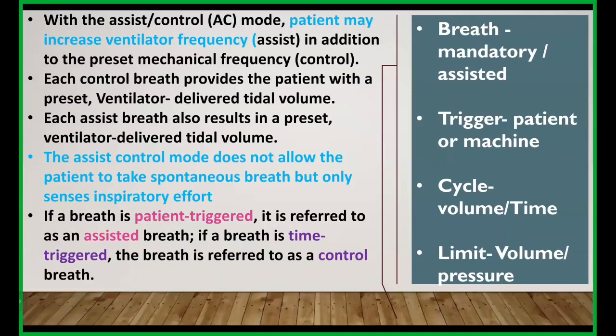Okay. The assist control mode, this is more important. The assist control mode does not allow the patient to take any spontaneous breath, but only senses the inspiratory effort. It senses the trigger, but never allows the patient to take a spontaneous breath. What is the difference between the spontaneous breath and the assisted breath? The spontaneous breath will have the tidal volume of the patient, whereas the assisted breath will have the tidal volume of the ventilator that we set. So if a breath is patient triggered, it is referred to as an assisted breath. If a breath is time triggered, it is referred to as a controlled breath.